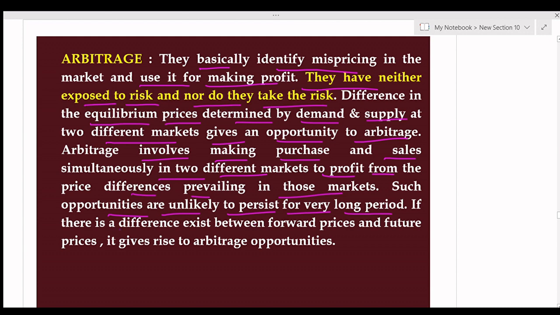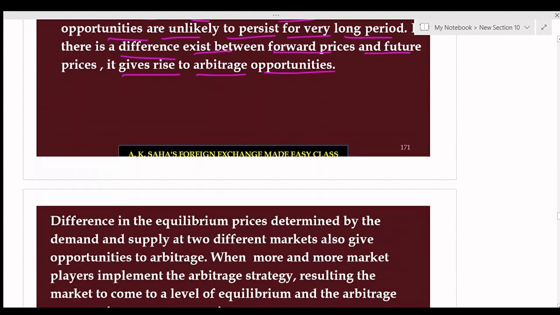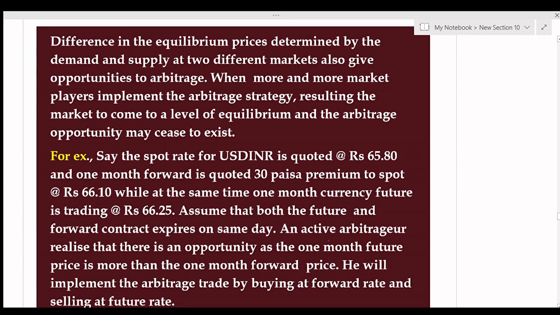If a difference exists between forward prices and future prices, it gives rise to arbitrage opportunities. A difference in the equilibrium prices determined by demand and supply at two different markets also gives an opportunity to arbitrage. When more and more market players implement the arbitrage strategy, the market comes to a level of equilibrium, and the arbitrage opportunity may cease to exist.